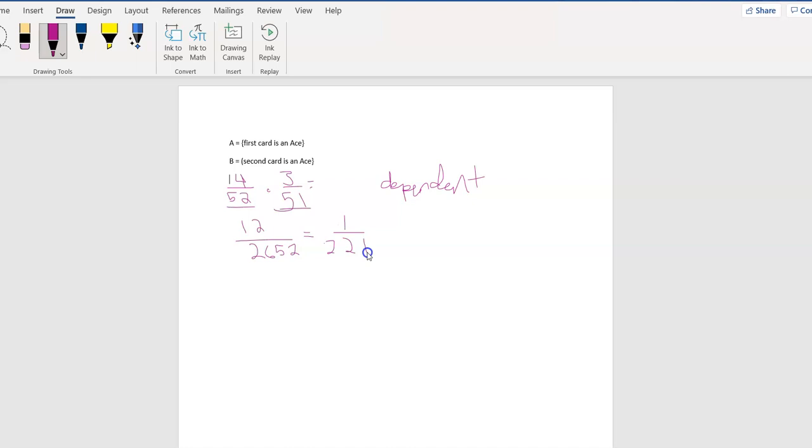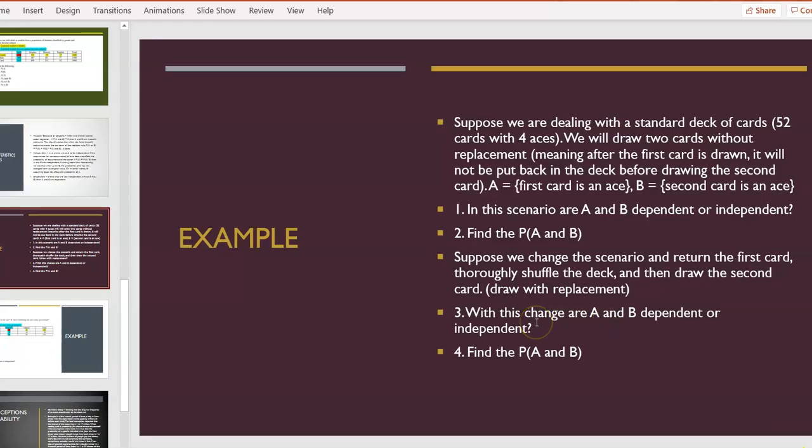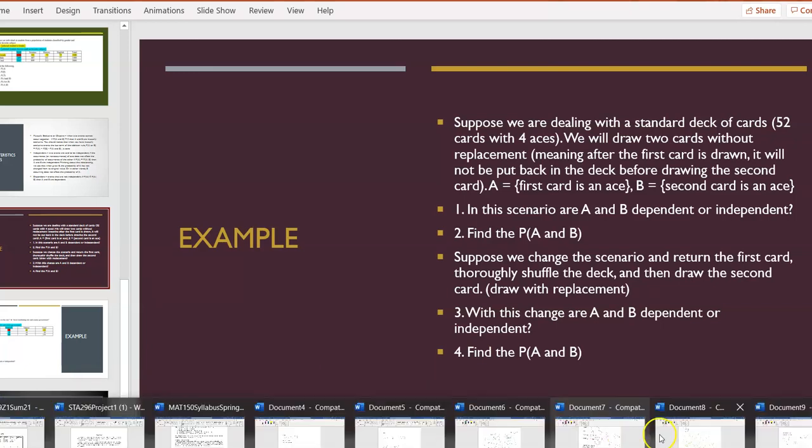Now, let's consider the second scenario. In the second scenario, let's go back here. We are going to change it so that we put the first card back in, reshuffle the deck, and then draw the second card. So we're drawing with replacement. Are A and B dependent or independent? All right, so let's go back here.